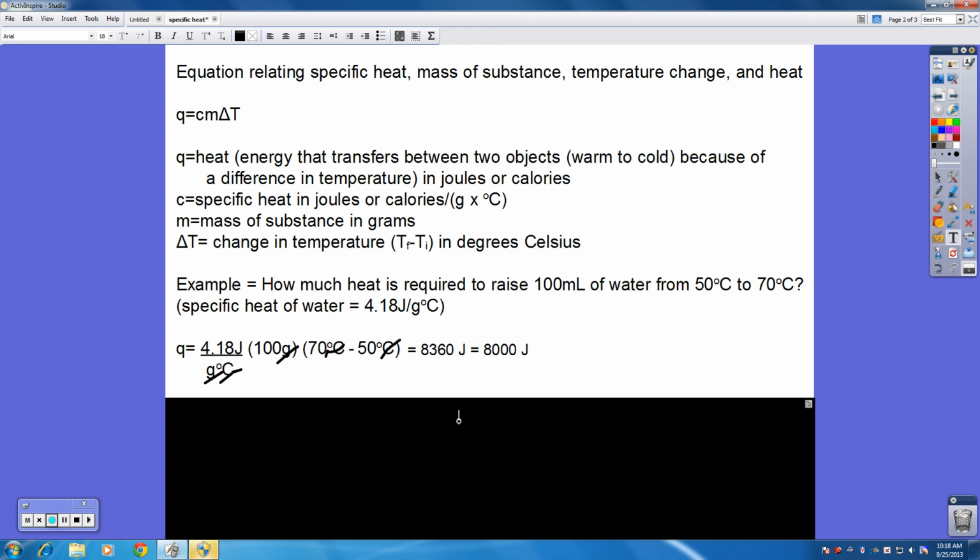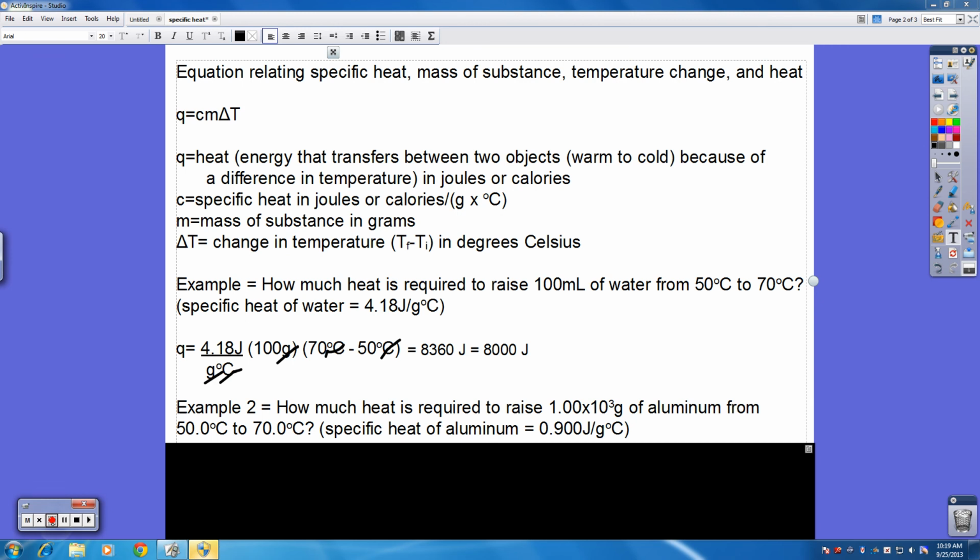All right, let's take another example. So example 2, how much heat is required to raise 1.00, and let me switch this, I didn't mean times 10 to the third, I meant times 10 to the second.